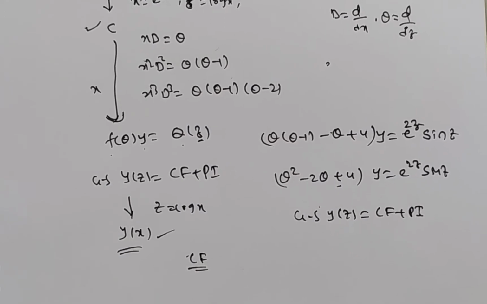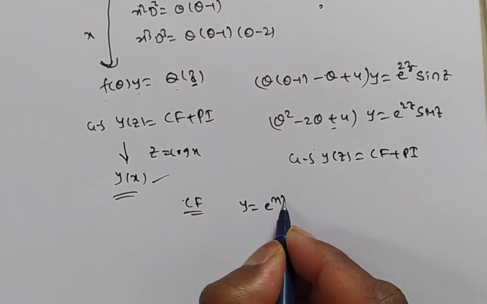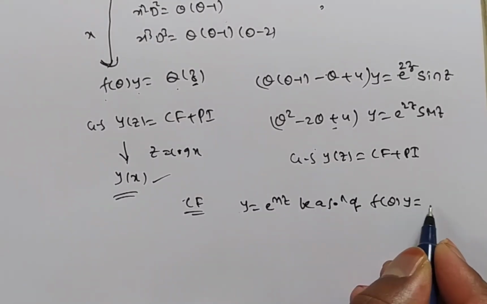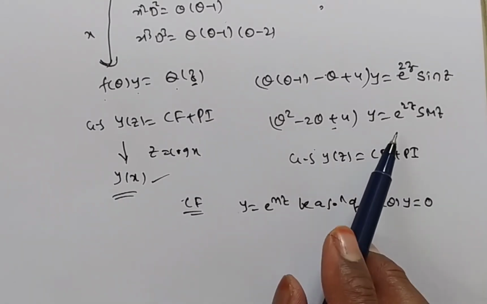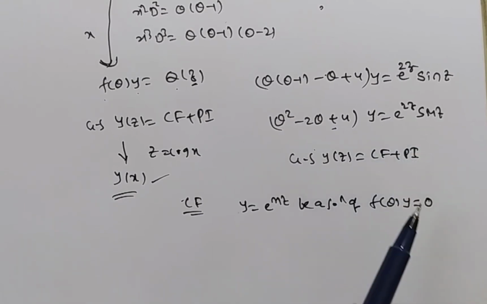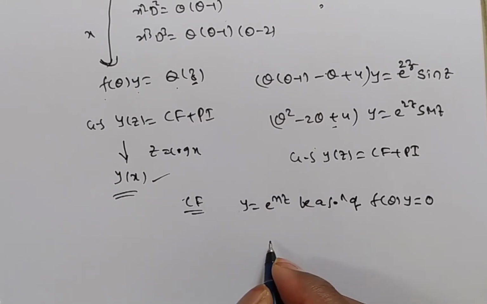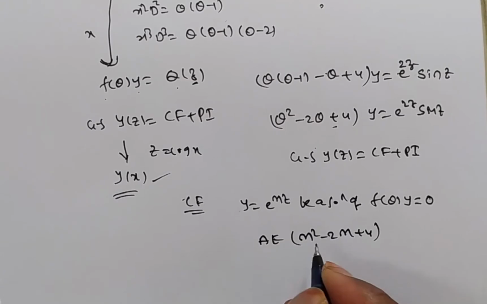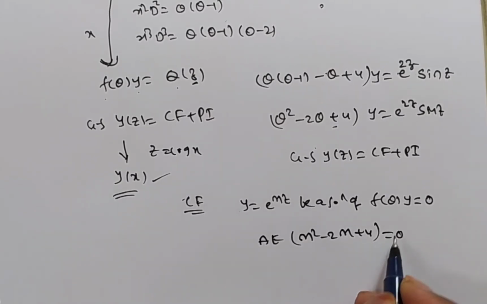Friends, you remember, to find the complementary function, we have to consider y is equal to e to the power of mz as a solution of f of theta into y is equal to 0. Always, to find the complementary function, we consider the right side part q of x or q of z equal to 0, and y is equal to e power mz as the solution. Then the auxiliary equation is m square minus 2m plus 4, into e power mz, is 0. So e power mz into this bracket is equal to 0, and e power mz is never 0, so this bracket is equal to 0.